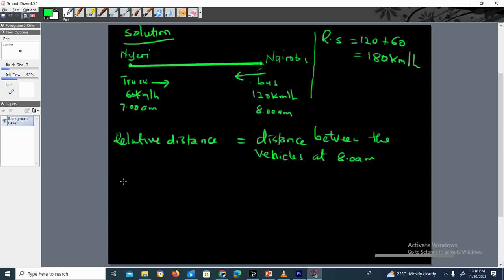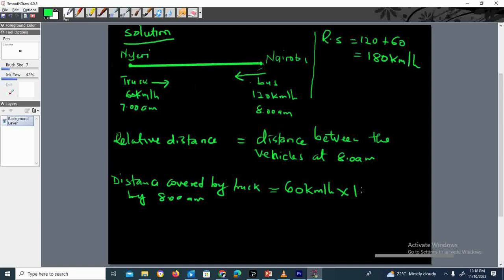So let's find the distance covered by the truck by 8 a.m. By 8 a.m. it had already traveled for 1 hour. That will be the speed of the truck, 60 kilometers per hour, times the duration between 7 a.m. and 8 a.m., which will be 1 hour.